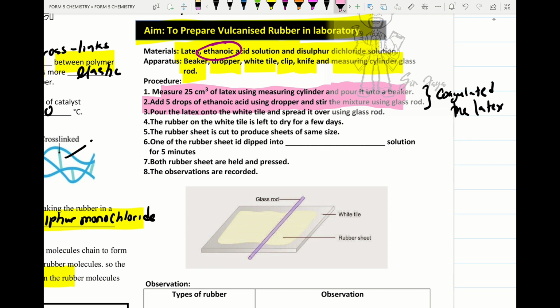Third procedure, pour the latex onto the white tile and spread it over using a glass rod. The rubber on the white tile is left to dry for a few days. The rubber is then cut to produce rubber strips of the same size.